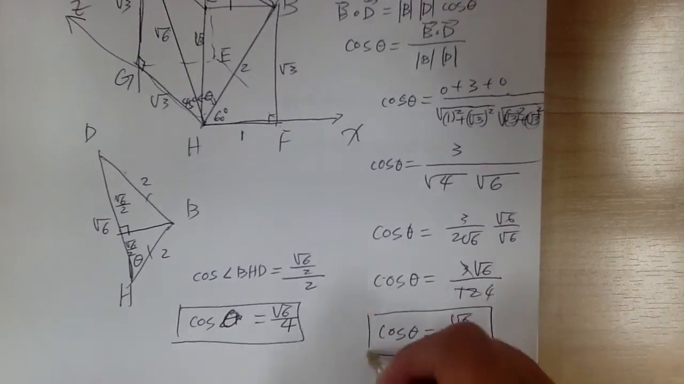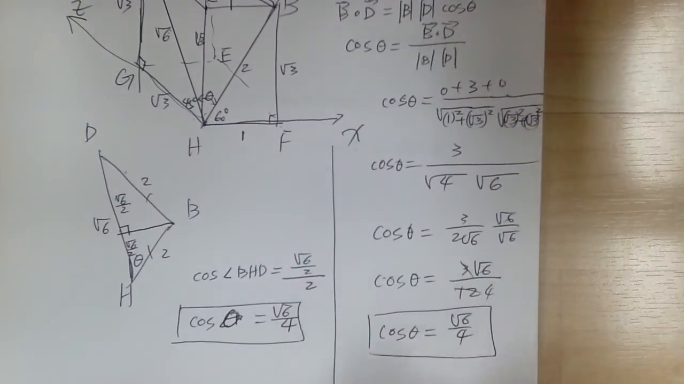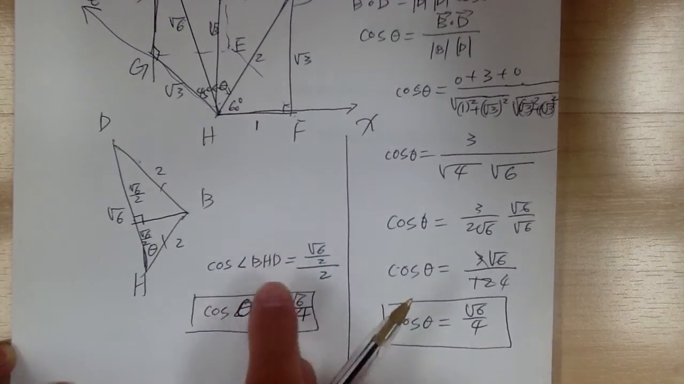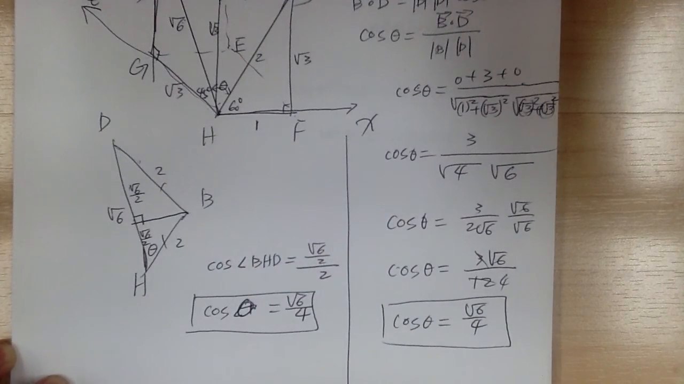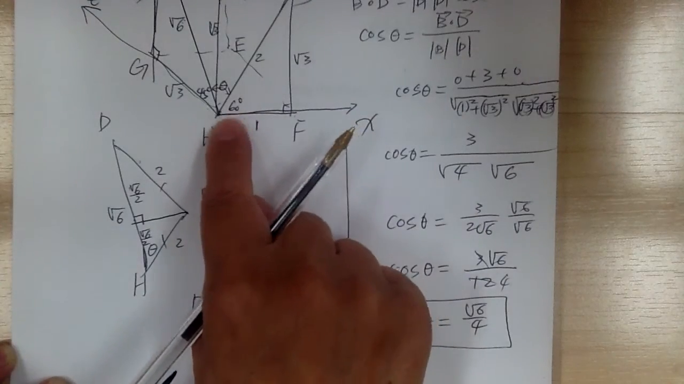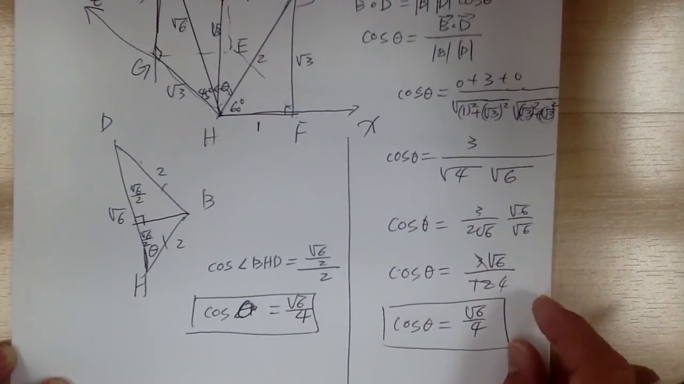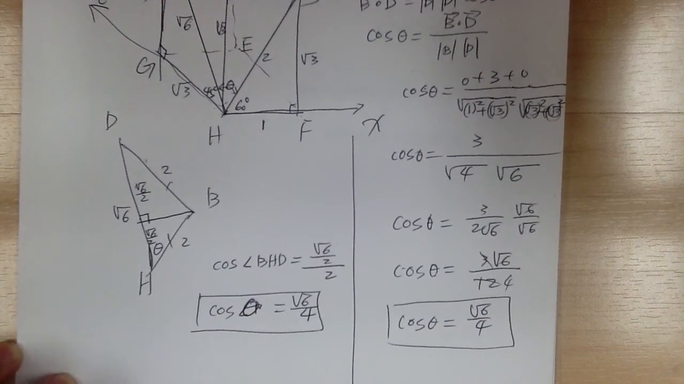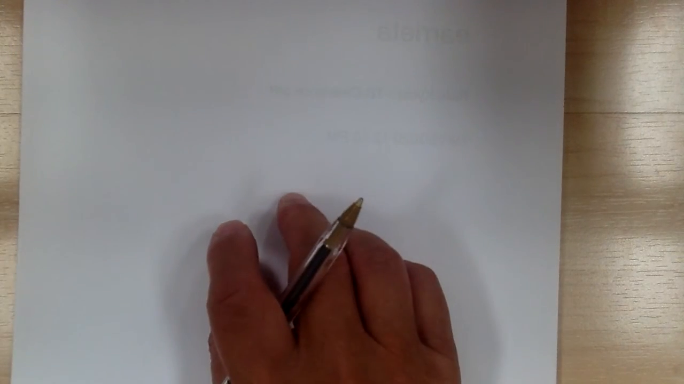Okay? So you can use the vector or you can use regular geometry. Depends on, in this case, the geometry is easier. But if you don't get a nice angle, then it's probably going to be difficult with this one. Okay. Let's go to 320.